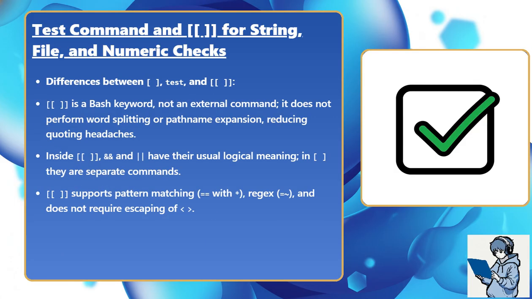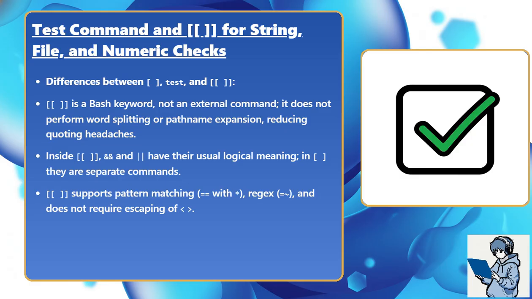Differences between single brackets, the test command, and double brackets. Double bracket is a Bash keyword, not an external command. It does not perform word splitting or pathname expansion, reducing quoting headaches. Inside double brackets, && and || have their usual logical meaning.